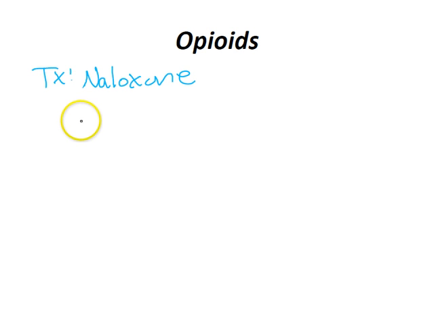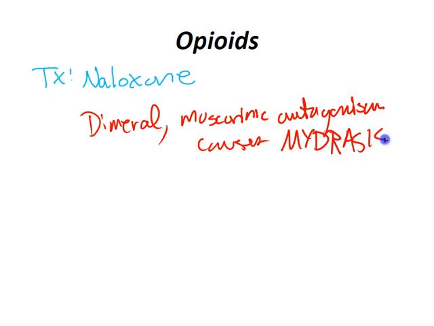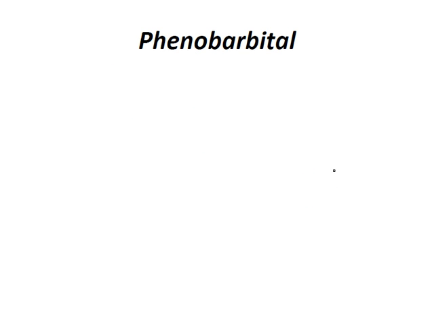So, meperidine or Demerol, muscarinic antagonism, causes mydriasis, not meiosis. It's a big point there. They like to test on that.